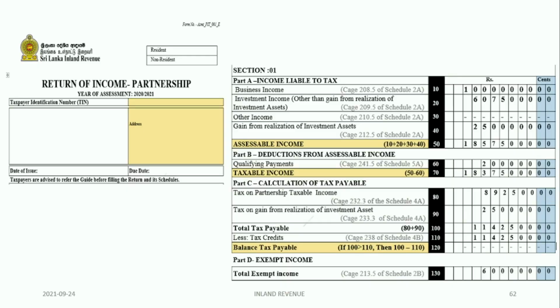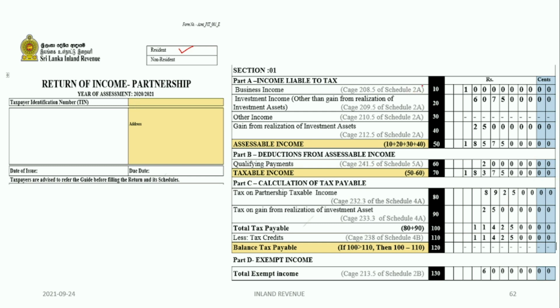Now, how to enter this data into the tax return? First, this is the main page of the partnership tax return. First, we have to tick these boxes. If the partnership is resident, we put the resident cage. If non-resident, we use this cage. And the address and TIN number: most probably these TIN numbers will be printed and issued. However, if it is not there, you have to put your TIN number in the boxes provided.